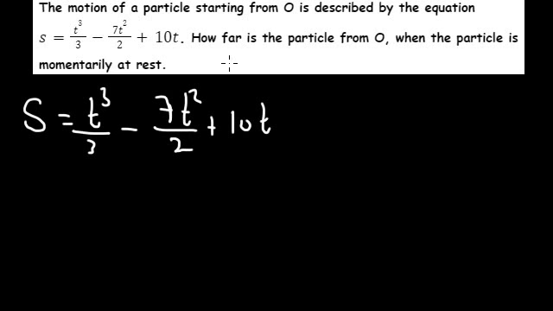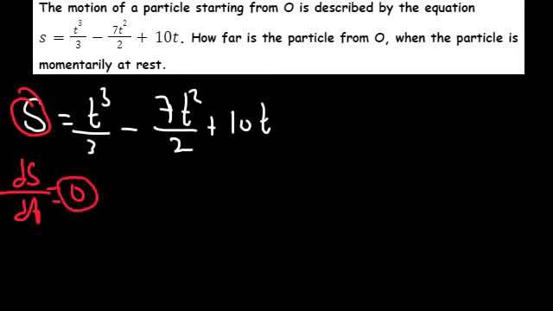So the goal is to find the displacement when the particle is momentarily at rest. When it's momentarily at rest, we said the velocity will simply be equal to 0. We said this at the beginning of the video, that ds/dt would be equal to 0. And that can always help us to determine the value of the distance when the velocity is 0. So let's find the ds/dt, and now set it to be equal to 0, and then solve for the distance at that point.